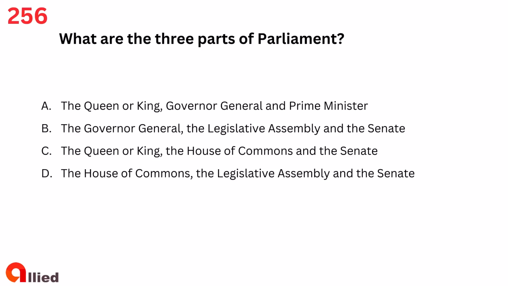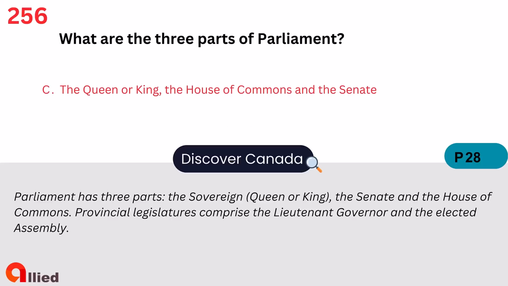Question 256. What are the three parts of Parliament? A. The Queen or King, Governor-General and Prime Minister. B. The Governor-General, the Legislative Assembly and the Senate. C. The Queen or King, the House of Commons and the Senate. D. The House of Commons, the Legislative Assembly and the Senate. The answer is C. The Queen or King, the House of Commons and the Senate.